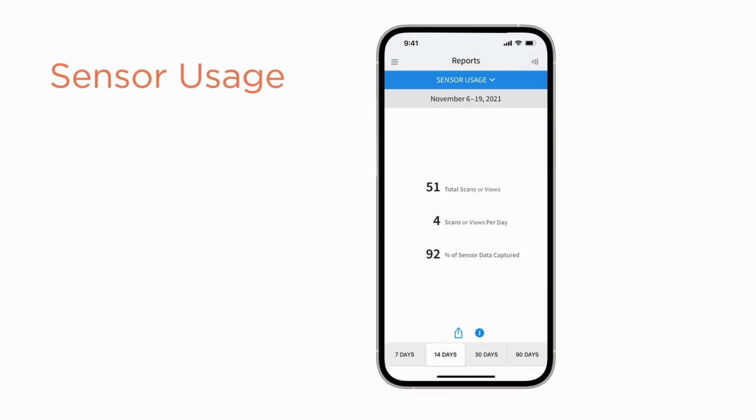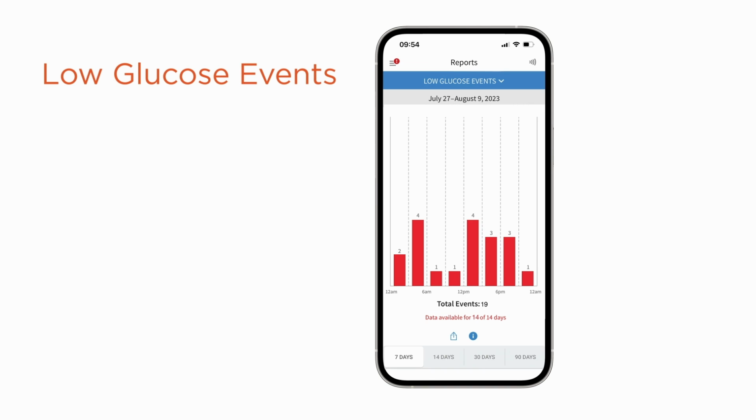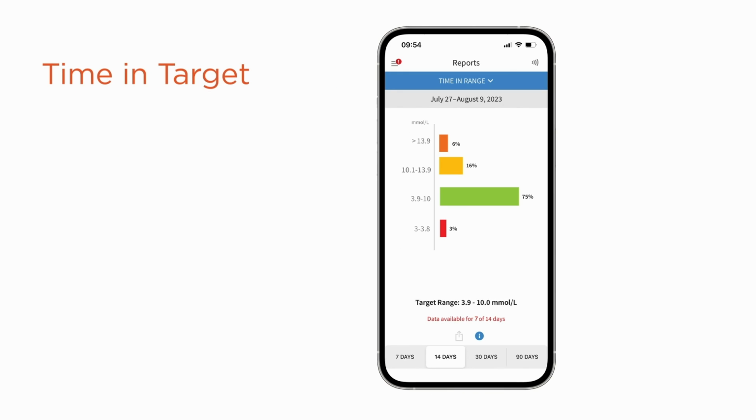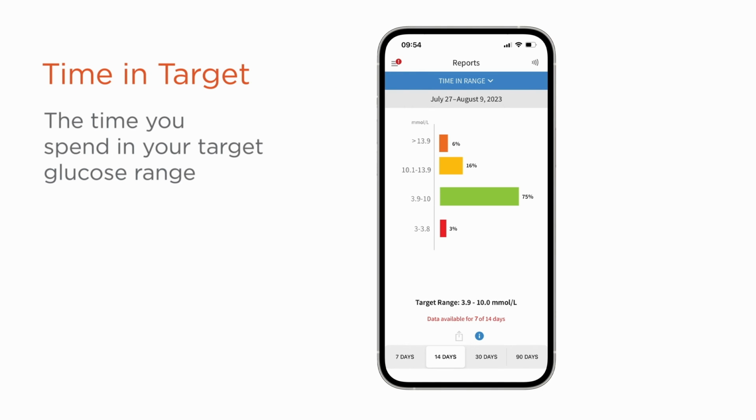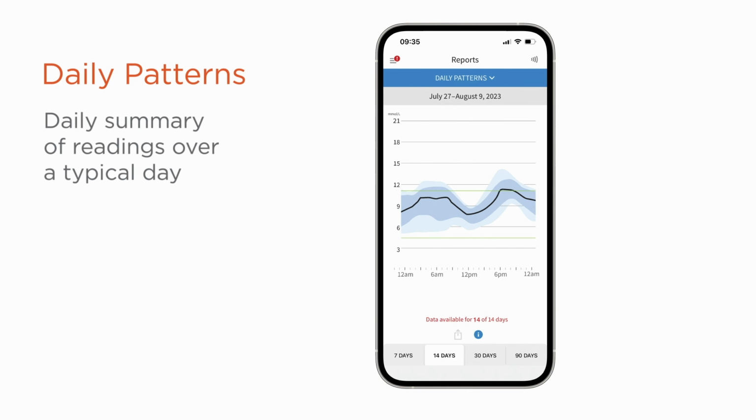The sensor usage report shows how much of your glucose readings are being captured. The low glucose events report gives you information on how many lows you are having and when they are happening. The time in target report shows the percentage of time that you spent in, above, and below your target glucose range. Finally, the daily pattern report summarizes your readings over a typical day, so you can see patterns.